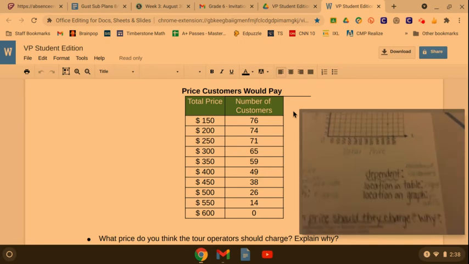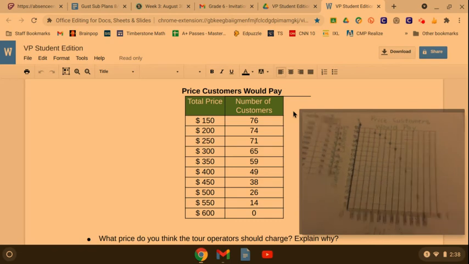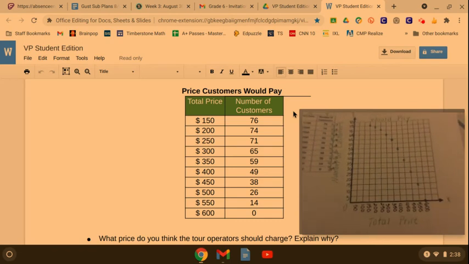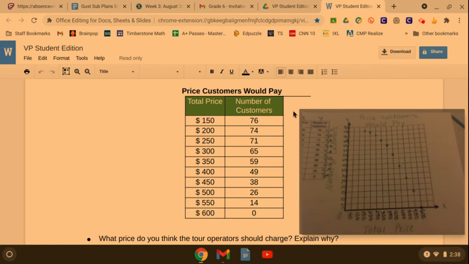So when I go to look at my graph, total price across the x-axis, number of customers on the y-axis, my title, price customers would pay, I got that from the table. And then also you should see a pattern where it starts out at a really, really high number, okay? I have a high number of customers that would pay a low price. As the price continues to get higher, the number of customers drop.